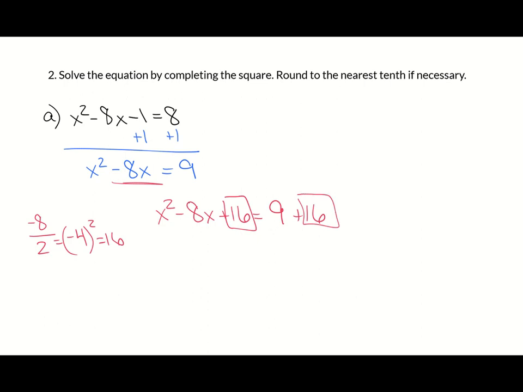Now the next step is you're going to find this perfect square. So I would take the square root of x squared, which is x, the middle sign, and the square root of my 16. 9 plus 16 is 25. And then you solve for x because you're solving the equation. So I take the square root of both sides. I get x minus 4 equals the square root of 25, which is positive and negative 5.